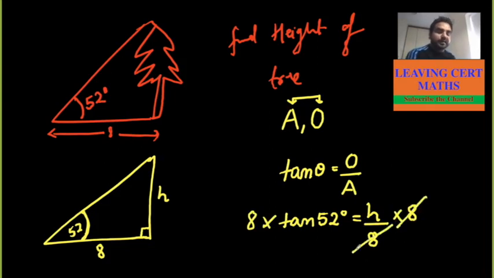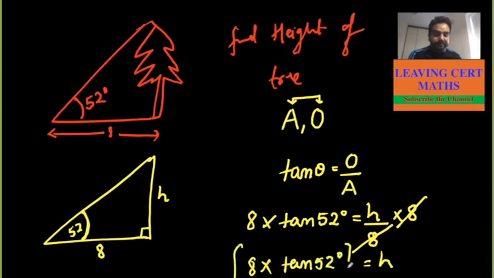This and this cancel out if you multiply. So you will get h equal to 8 multiplied by tan 52 degrees. How much is this? Is it 10? Okay, so the answer will be 10. The height of the tree is 10 meters.